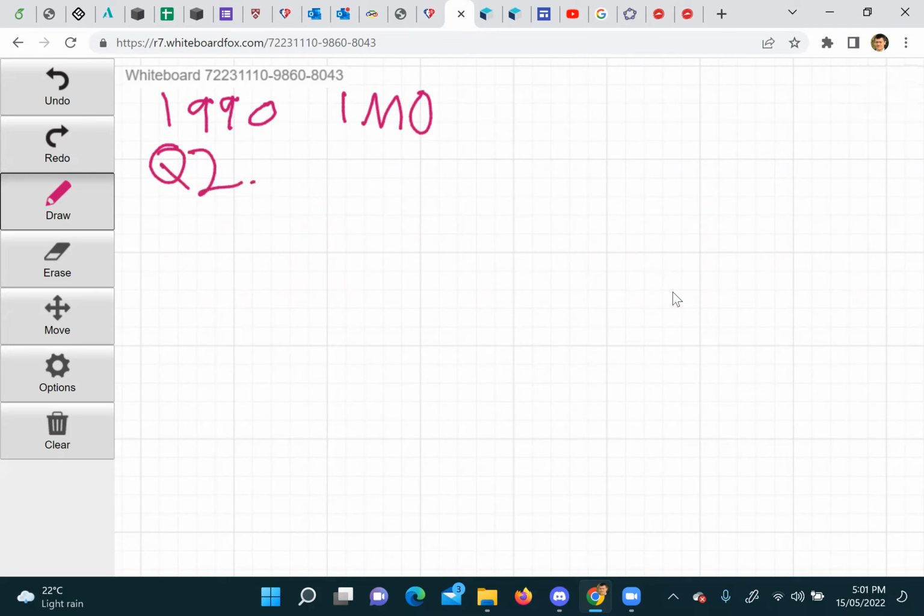Alright, so basically how this works is, you have a number n that is at least 3. And you have 2n minus 1 points on your circle.